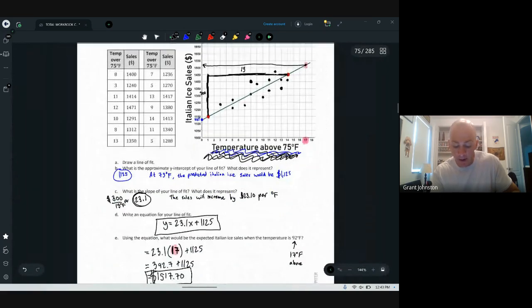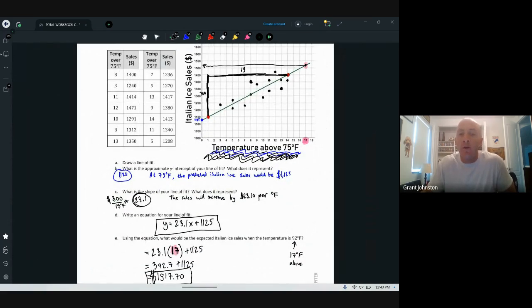So I'm going to let you do the other ones. Okay, so you draw your scatter plot, you make a line of best fit, you estimate what your y-intercept is, and then you do rise over run and get your slope, write your equation, and that's how it works.